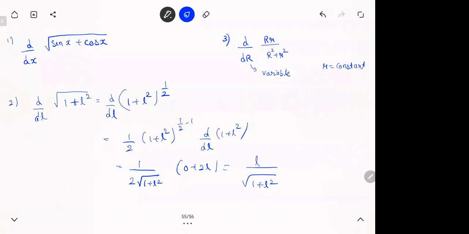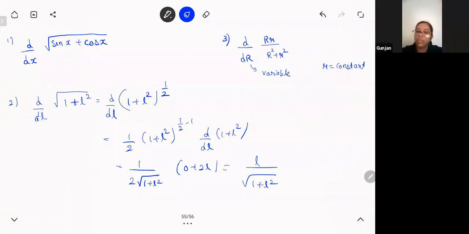Yes, sir. Third one. Third is f of x by g of x, right? Chain rule नहीं है.